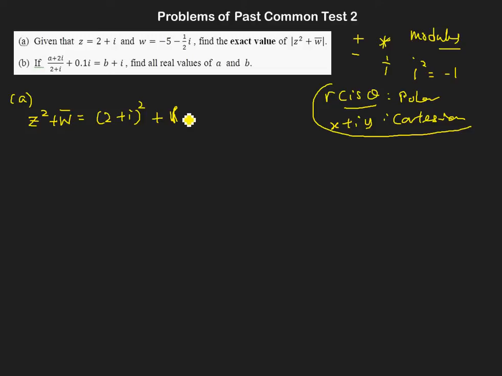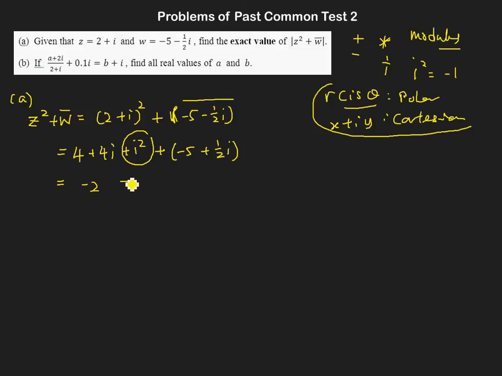Okay, this is -5i. So if you expand this, this is 4 plus 4i plus i squared, and this will be what? -5 plus half i after the conjugation. And recall that i squared is actually -1, and you group all the real parts and you group all the imaginary parts, you will end up with this. You should get -2 plus 9 over 2 i.